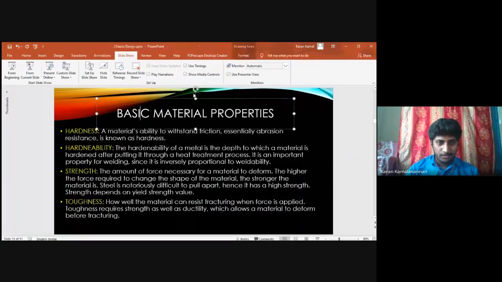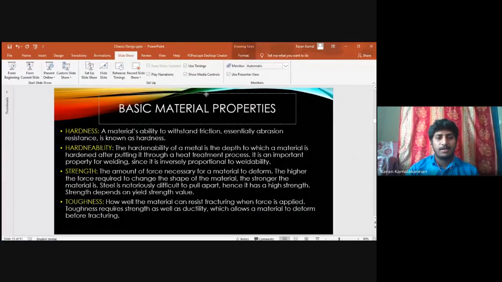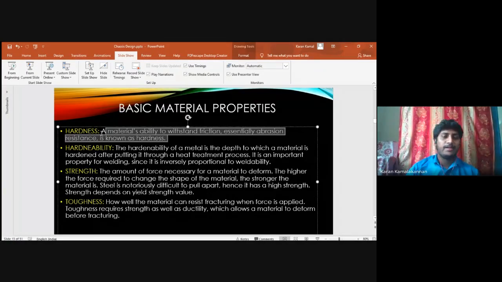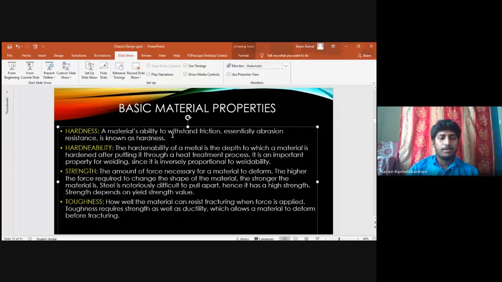You must know some of the basic material properties before selecting any material for this. And the first thing is the hardness. Hardness is a material's ability to withstand friction, that is abrasion, or if you scratch a material, that indentation we used to call. The material should be resistant to that.